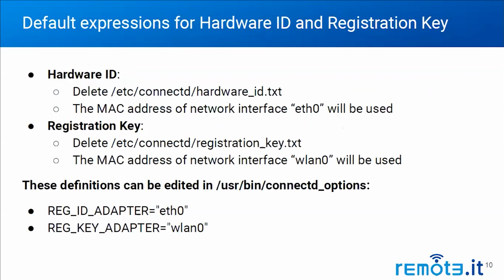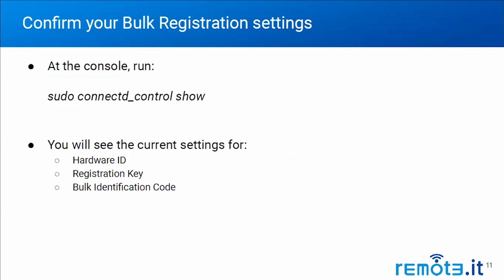As far as the default expressions for the hardware ID and registration key, these have been configured for ease of use on a Raspberry Pi using the Raspbian operating system. For the hardware ID, we use the MAC address of the network interface eth0, and then the registration key is the MAC address of the network interface wlan0. If you're using a different operating system or a different hardware platform, these will sometimes be different names, but you can edit the name of the adapter that you want to use by editing those entries in the /usr/bin/connectd_options file, giving you some flexibility there. And then here's the command that we will run to confirm our bulk registration settings.